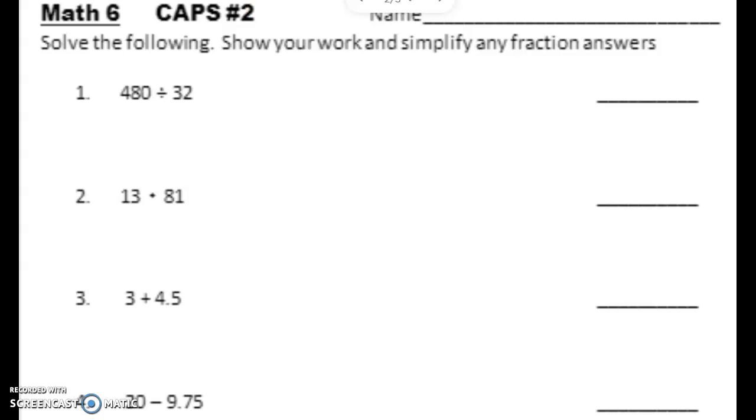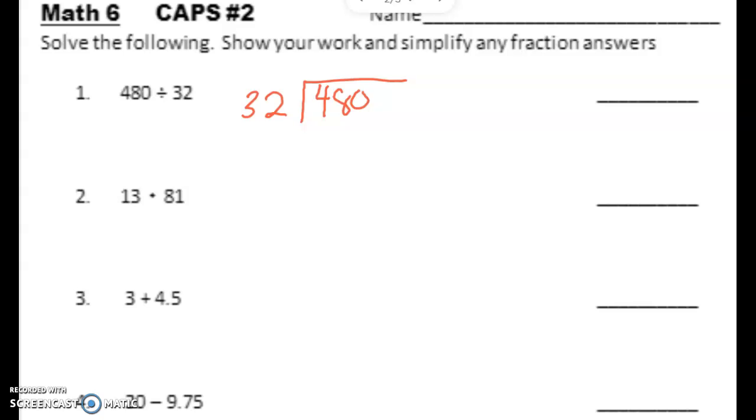All right, guys, let's do number 1. 480 divided by 32. So we're going to do 480 divided by 32, and we're going to go step by step. Don't want to do 32 into 480.